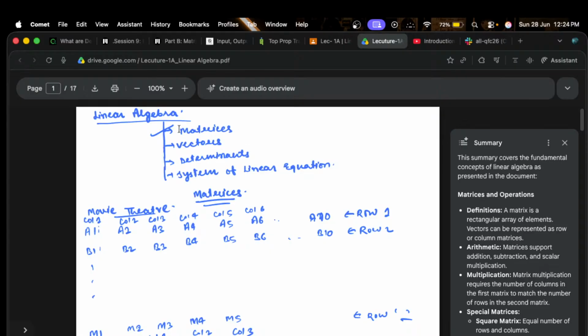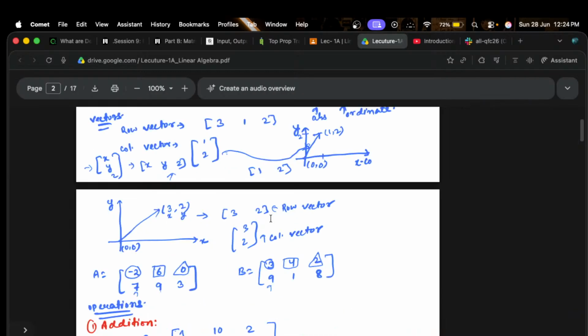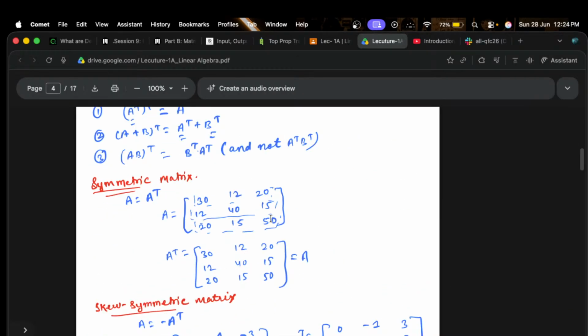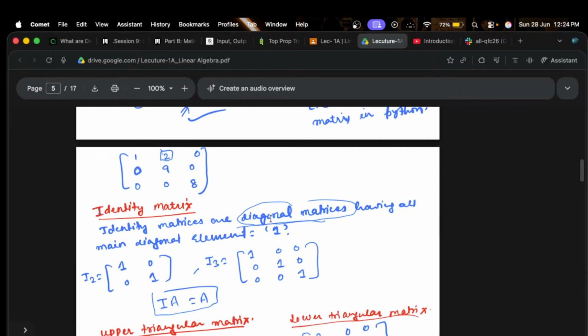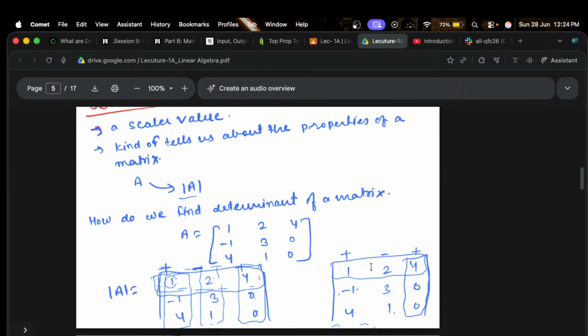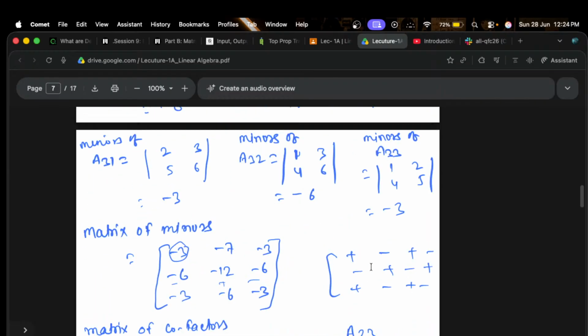There are only two things left in linear algebra, which are matrices and system of equations. First we will start with matrices. Matrices are important, so we will read this in depth today. After that we can jump to determinants, which are fairly easy.